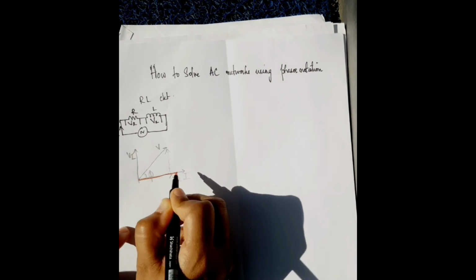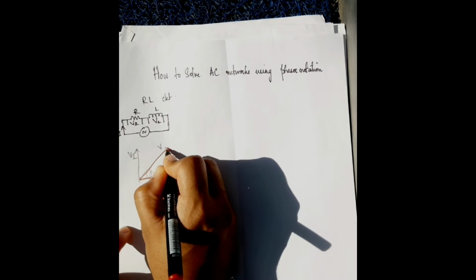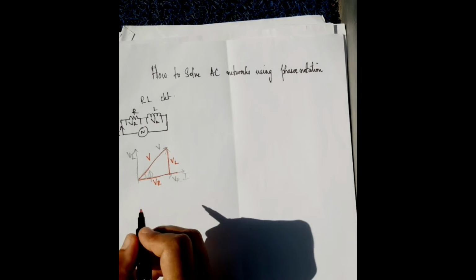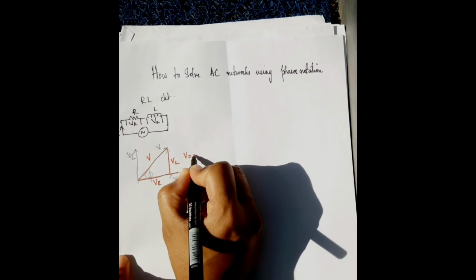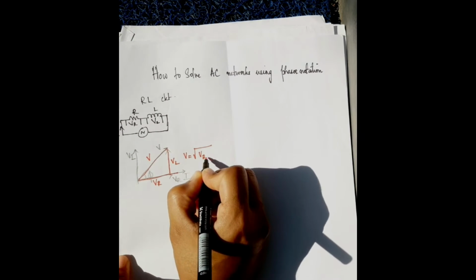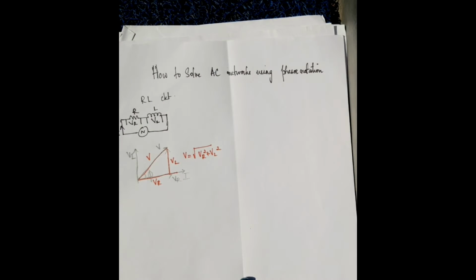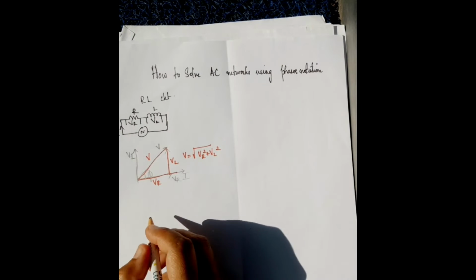Now if we form a triangle, this triangle is called the voltage triangle, which will give VR and VL. Now we can find the applied voltage V by finding the resultant of VR and VL. This is called the voltage triangle.